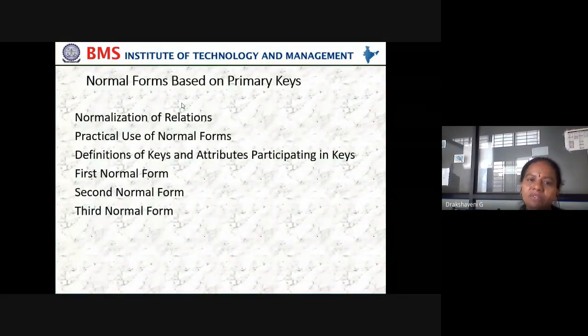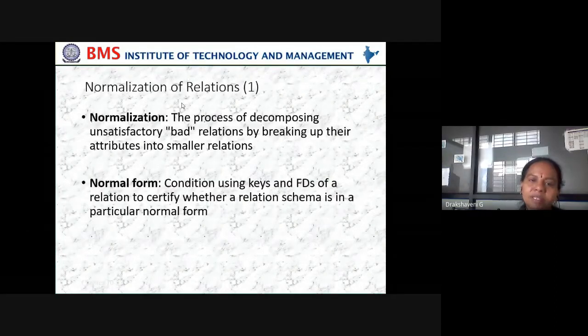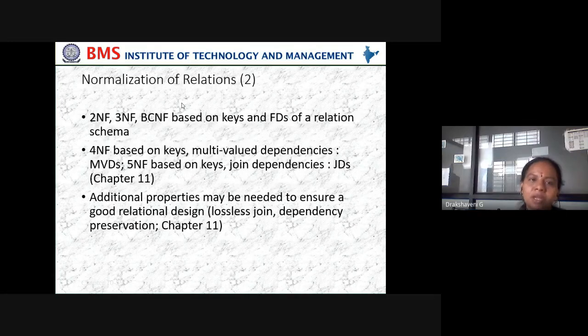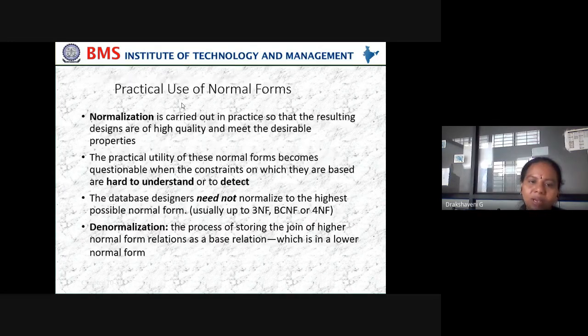Some more points. Then we have started with normal forms based on a primary key, normalization of a relation, and the practical use of a normal relation. We have seen the first, second, and third normal forms. So what is normalization? The process of decomposing an unsatisfactory or bad relation by breaking up its attributes into smaller relations. What is normal form? Normal form means a condition using keys and functional dependencies of the relation to satisfy the relational schema in a particular normal form. So we have seen what 3NF is, what 1, 2 and 3 are.